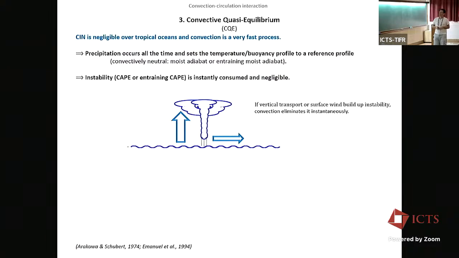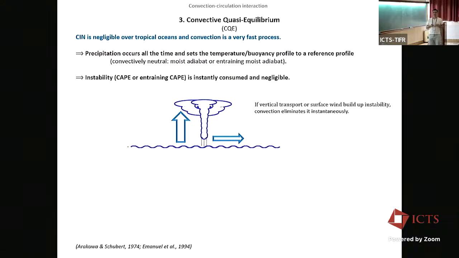The basic idea is that you have negligible convective inhibition over the oceans, over the tropical oceans. And so that means that convection happens maybe sporadically, but in a regular form. And it will occur pretty much everywhere over the tropical oceans at all times. Second assumption is that convection is a very fast process compared to all other processes.